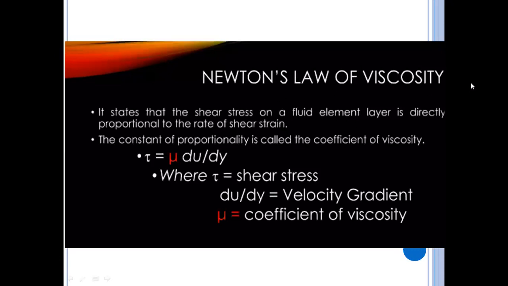Next, we have Newton's law of viscosity. As it gives a resistance between two layers, it creates a shear stress. Shear stress in a fluid is directly proportional to the rate of shear strain. So we have tau is equal to mu into du divided by dy. Tau is nothing but shear stress, du divided by dy is the velocity gradient, and mu is the coefficient of viscosity.